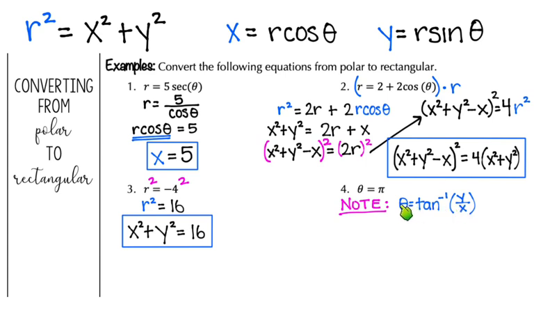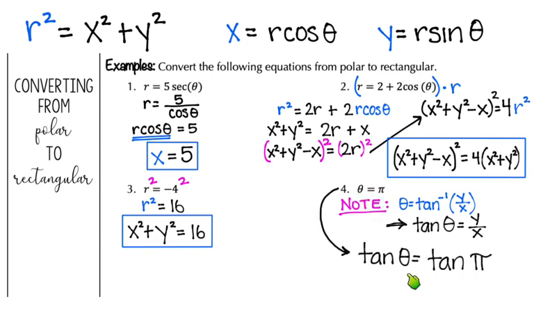If theta equals the arctangent of y over x, then that means that tangent of theta equals y over x. So if I just took the tangent of both sides of that equation, tan of theta and then tan of pi, well, tan of theta we just talked about here. Tan of theta is y over x. So I can replace this tan of theta with y divided by x. And tan of pi is 0. So we've got y over x equals 0.